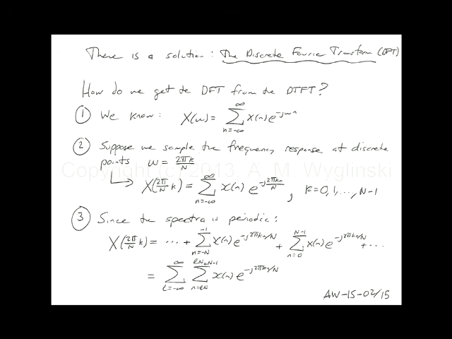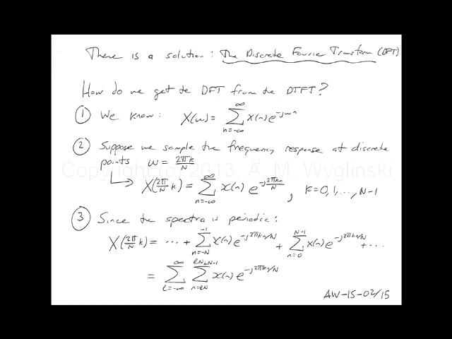Here's the recipe for getting a discrete Fourier transform from a DTFT. Step one, get pepper. No, just kidding. What you do is you get this representation. We know that this is our DTFT. I'm going to pull a few tricks. First of all, I'm going to frequency sample that DTFT representation. I'm going to essentially discard everything except for omega equal to 2 pi k over N. Step one.